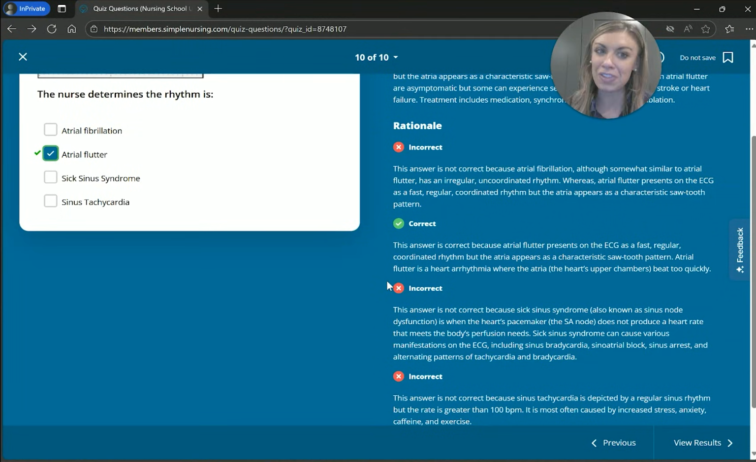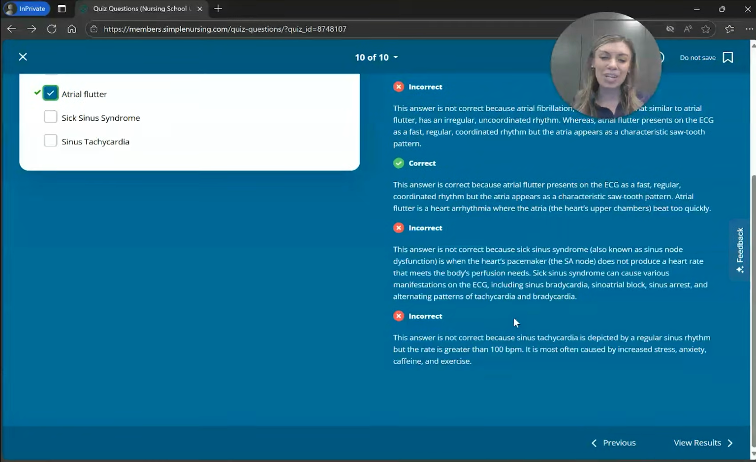That's different than their A-fib because they'll go squiggle, squiggle, squiggle, QRS. And again, we love those rationales because it helps remind us about each of those conditions. Because let's say we're like, I don't remember what sick sinus syndrome is. This helps you review, even though it wasn't the answer. But in the event there is a question where it is the answer.